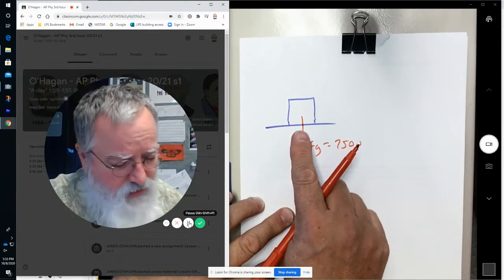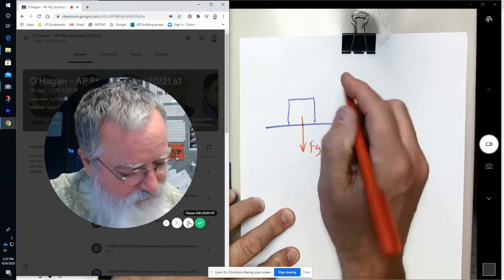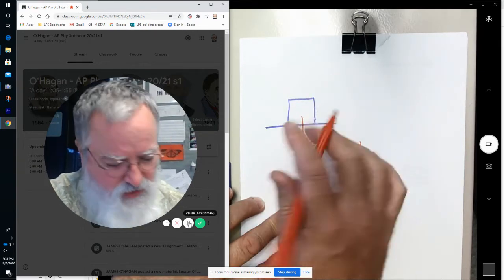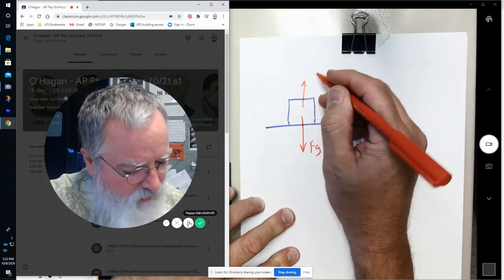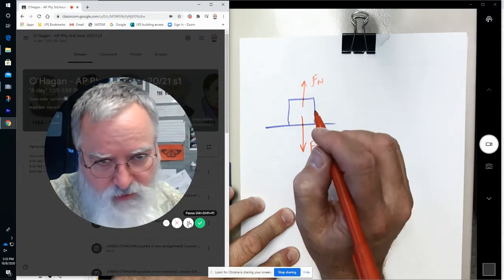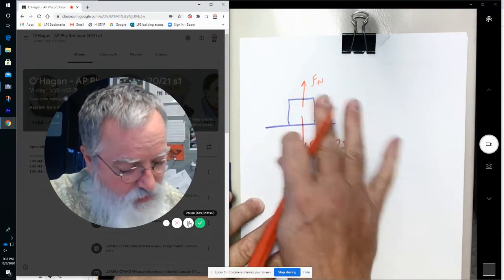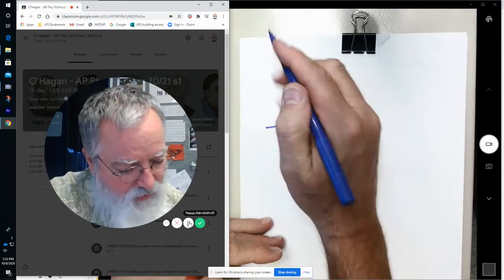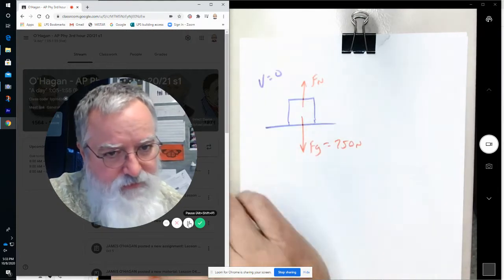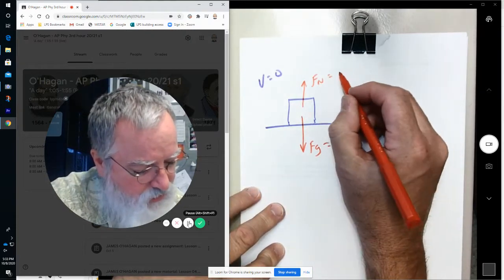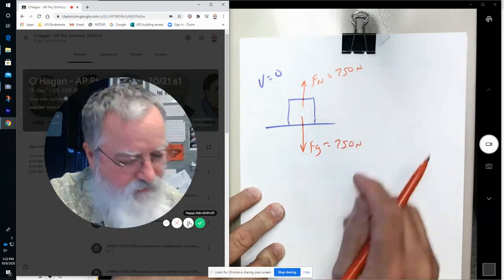The Earth is going to push back up on him. We'll assume he's just sitting there, and this is going to be the normal force. We learned about that last time. And no motion, velocity is 0. All right, so this is also going to be 750 newtons.